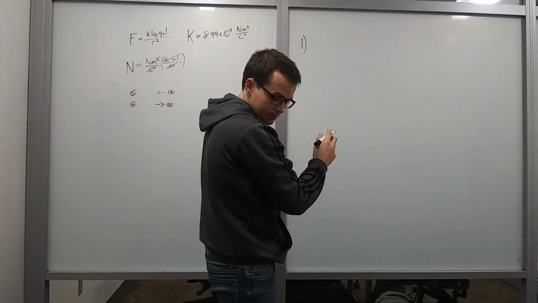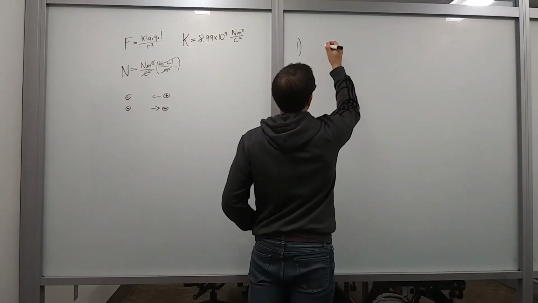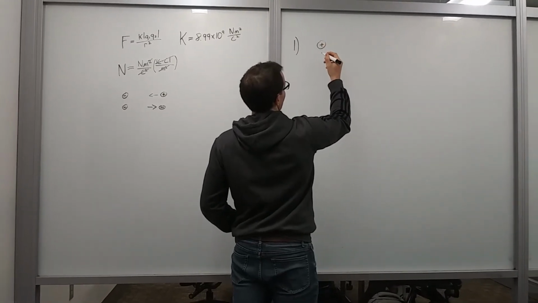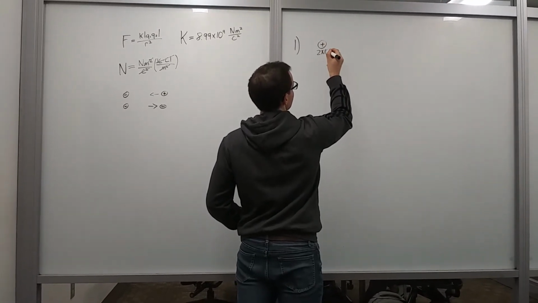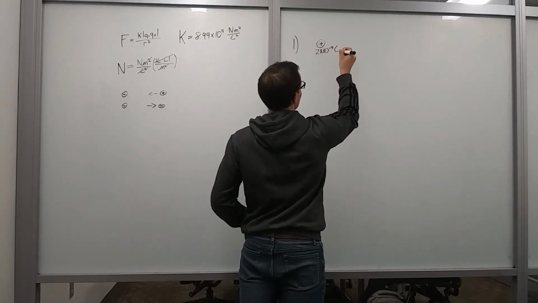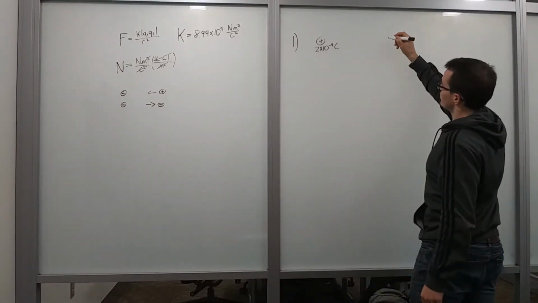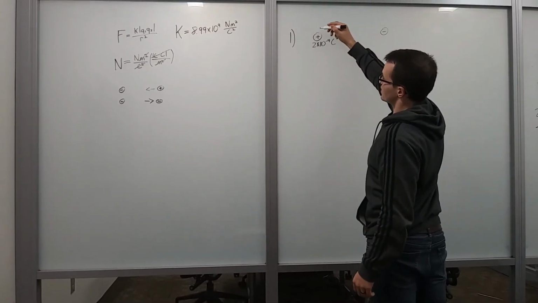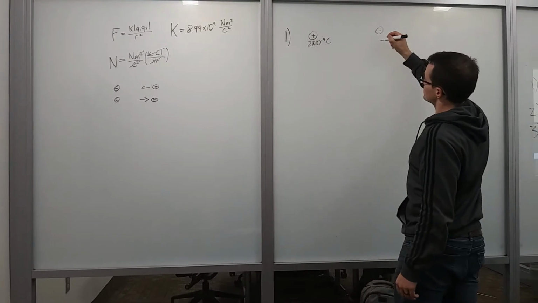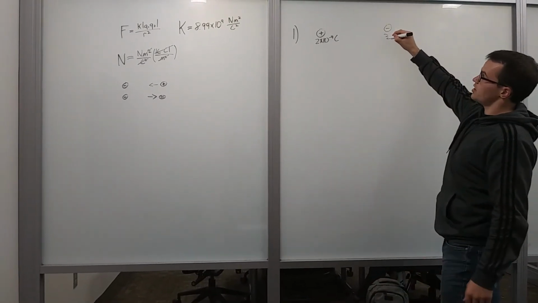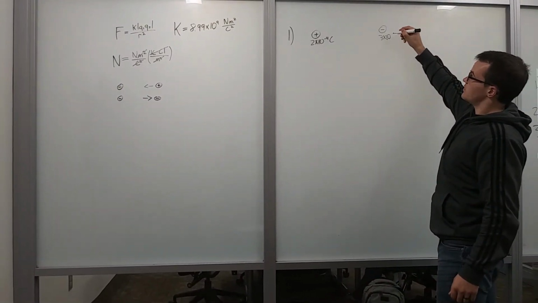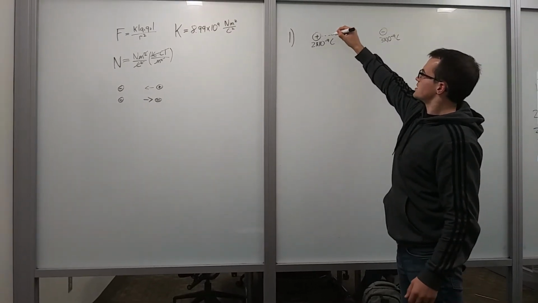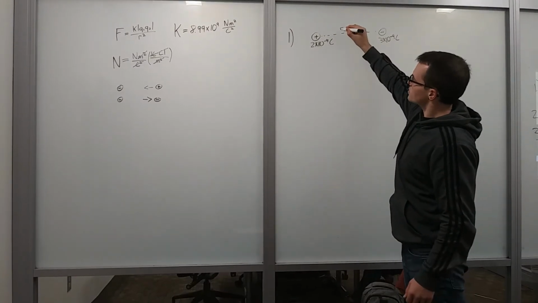If we have a positive charge of 2 times 10 to the negative 4th coulombs, and say we have a negative charge over here, we're going to say this one is fixed, this one can't move. This negative charge is going to have a charge of 3 times 10 to the negative 4th coulombs. And we'll put them at a distance of 5 meters.